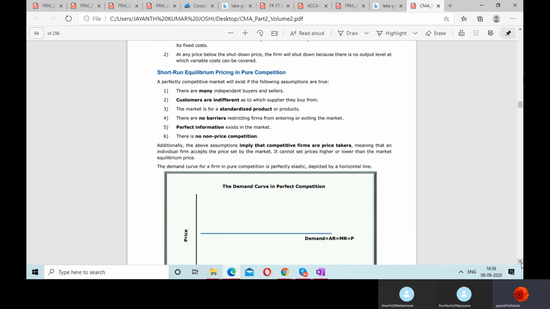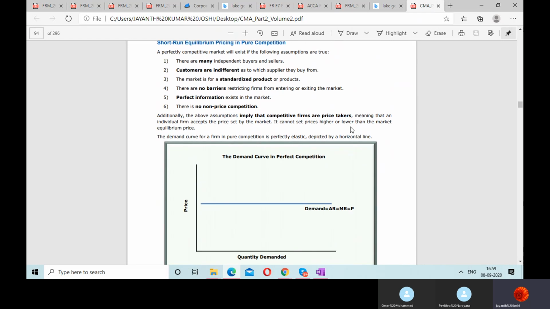A perfectly competitive market will exist if the following assumptions are true. Many independent buyers and sellers; customers are indifferent about which supplier they buy from, because everyone is selling at the same price. You go to a vegetable market, you ask 10 sellers, and everyone will be selling the tomato at one price only. They won't reduce even a single penny. It's useless to go and ask others. Why? Because it is a perfect market.